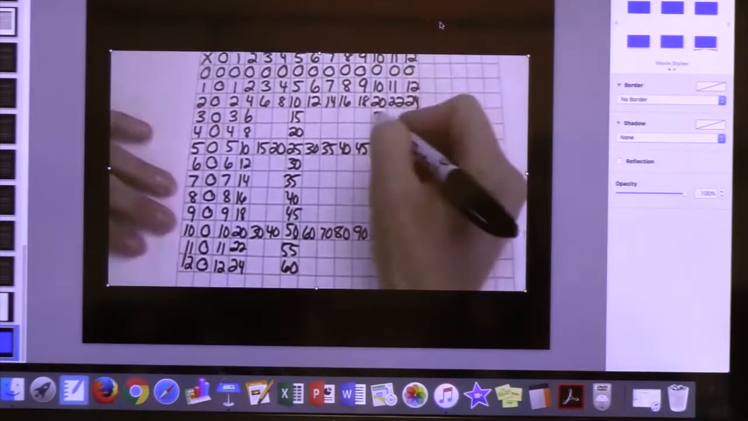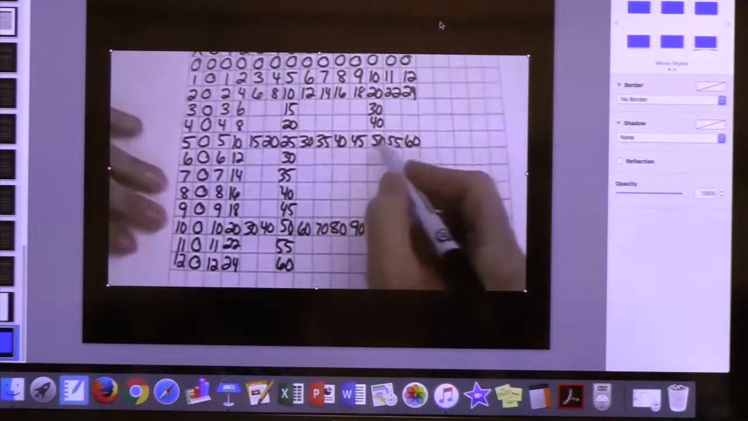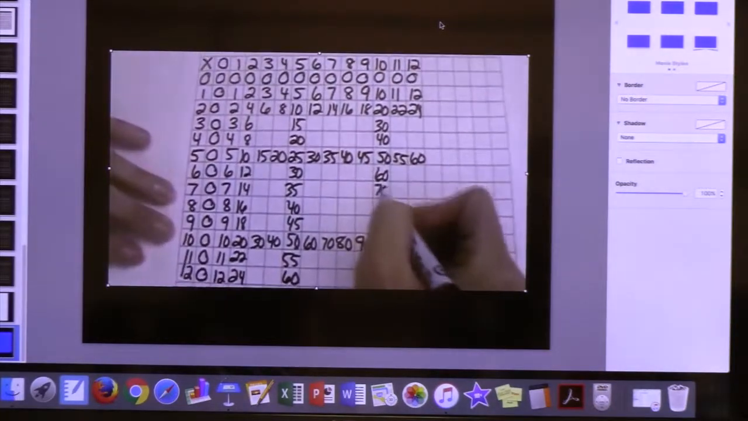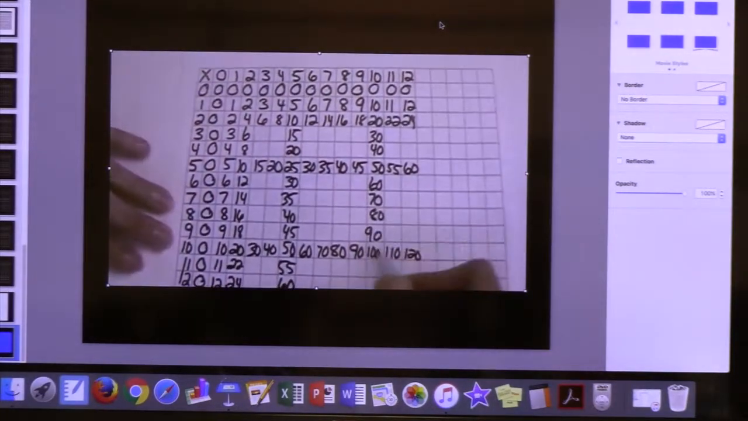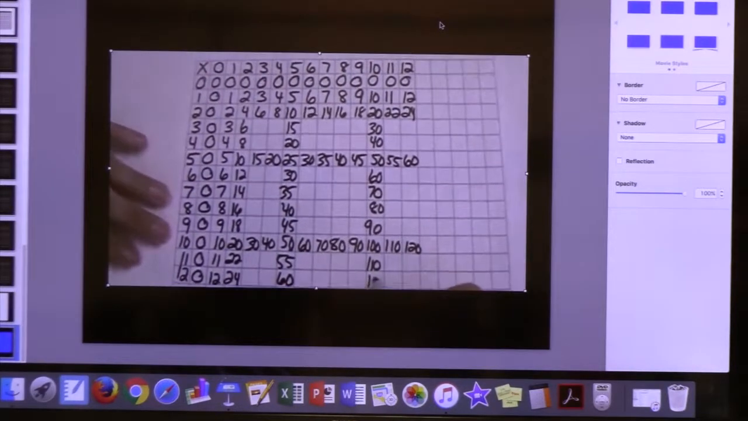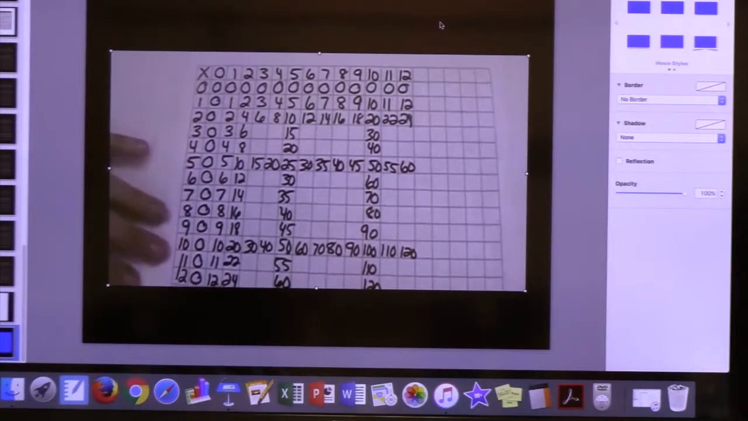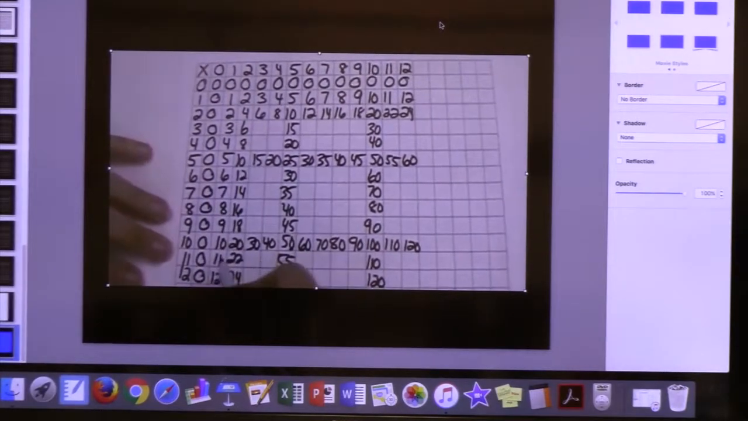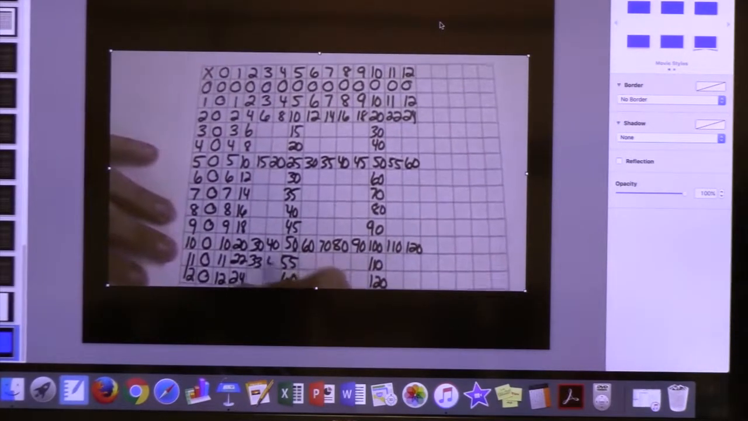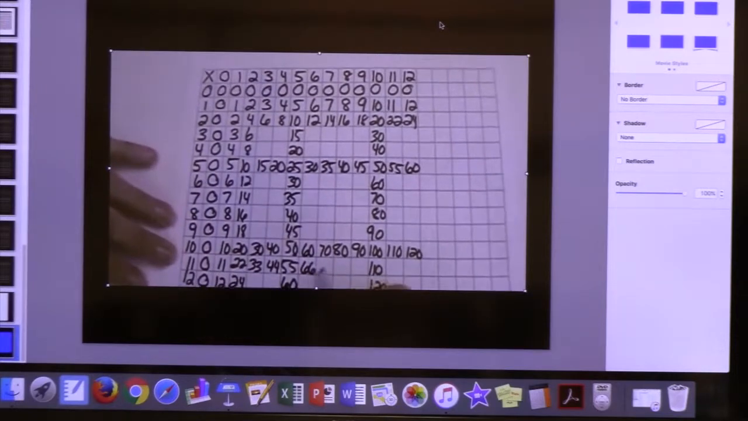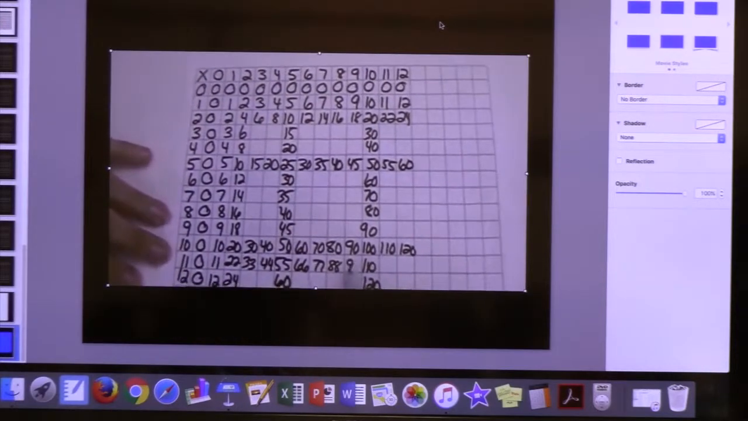0, 10, 20, 30, 40, 50's filled in, 60, 70, 80, 90, 100's there, 110, 120. Now we're doing 11. 11 is so fun because you have the double digits. 0, 11, 22, 33, 44, 55, 66, 77, 88, 99.